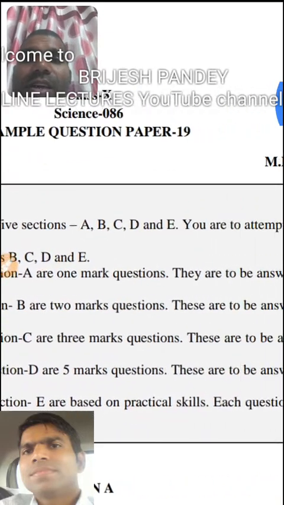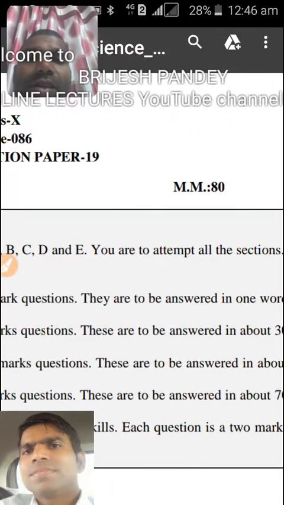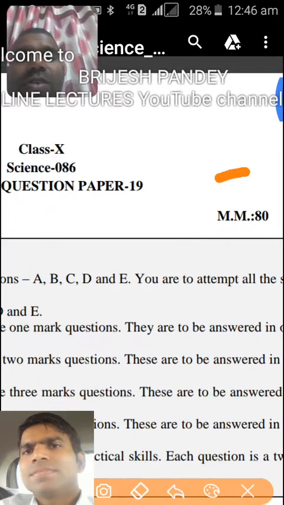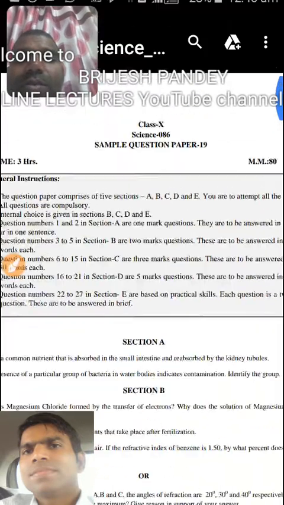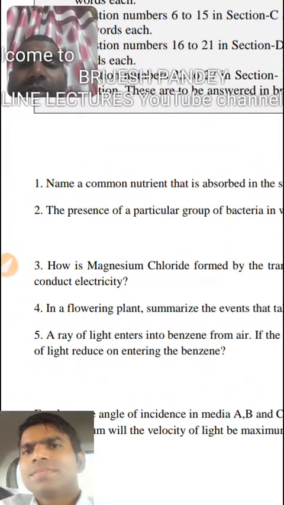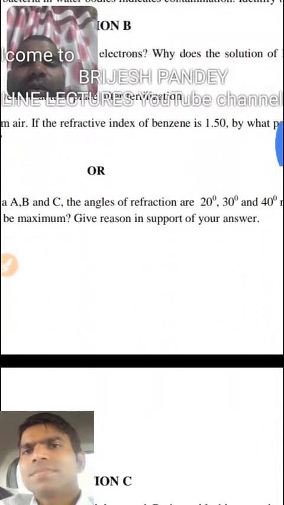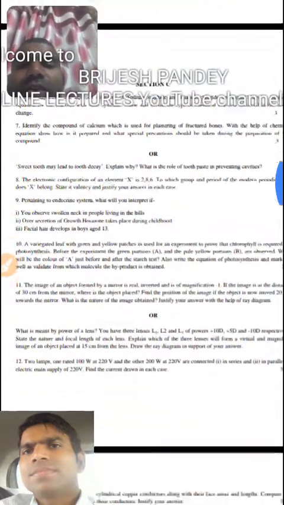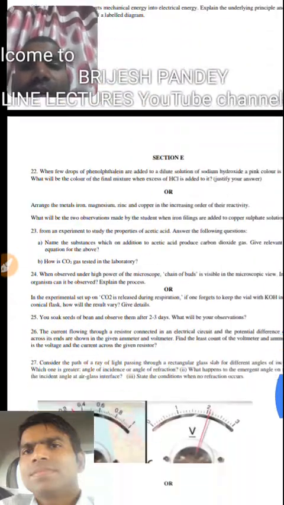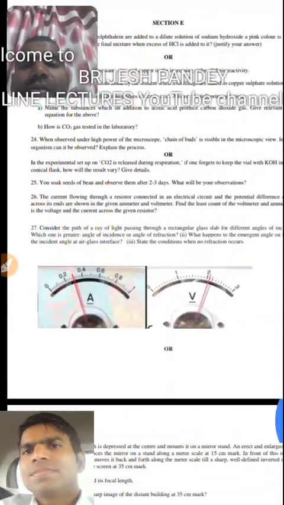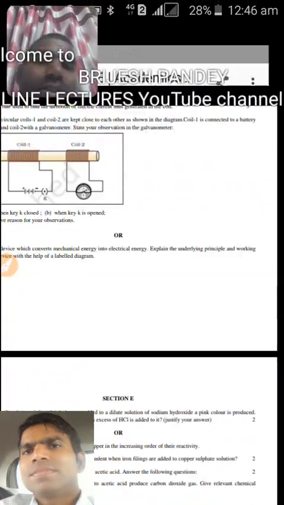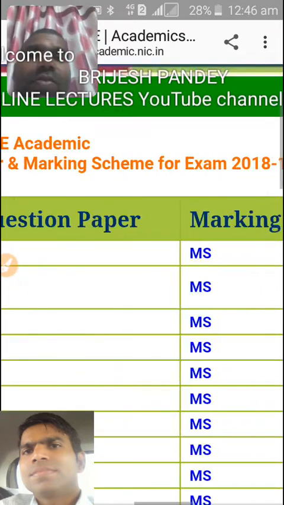Okay, a 3 hour paper would be there. Science class 10 paper. Maximum marks is 80, and 20 will be allotted in some other way, that is internal marks, assignments or projects. So section A, B, C, section D and section E. So this is the way about the sample question paper. You can see it for all the subjects. I would request you to see it before going for the examinations.